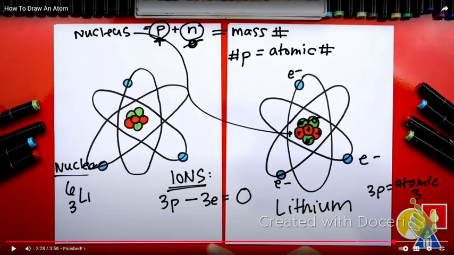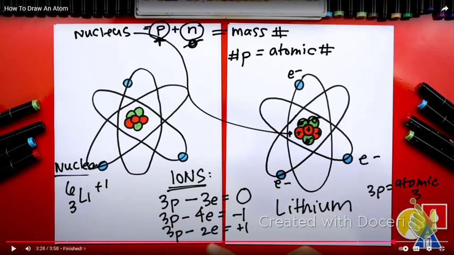Now, when I have an ion, the only thing that can change is the number of electrons, right? So if this was lithium -1, how many electrons must I have? Well, we know we have 3 protons, so if I had 4 electrons, I now get -1. That's where we would get the charge from. All right? If this was +1, how many electrons would I have? 2 electrons. That would give me +1 is our answer.